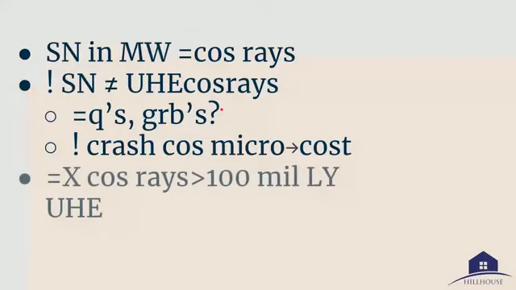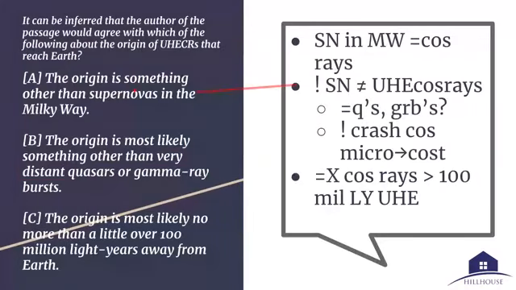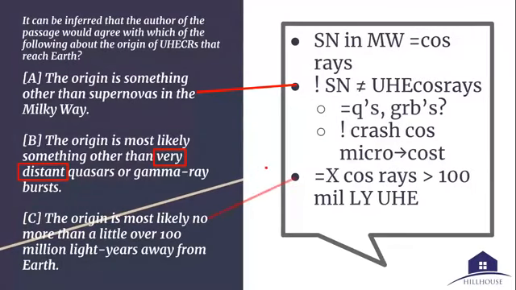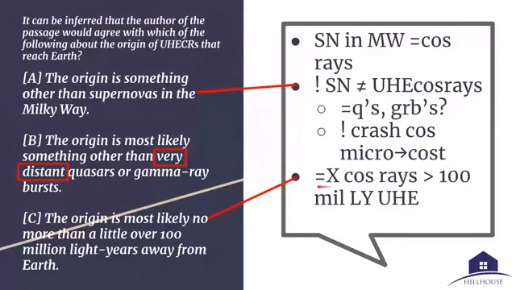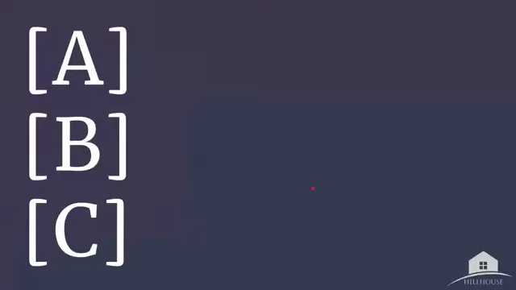So if we use what's in the passage, billions of light years away, to mean very distant, then we know that they can only be 100 million light years away or so. So yeah, it's not going to be these. So this one also checks out. And last one, the origin is most likely no more than a little over 100 million light years away from Earth. That's from the conclusion. Does not equal things very much more than 100 million light years. So yeah, the answer is A, B, and C. All of them are supported in the passage.